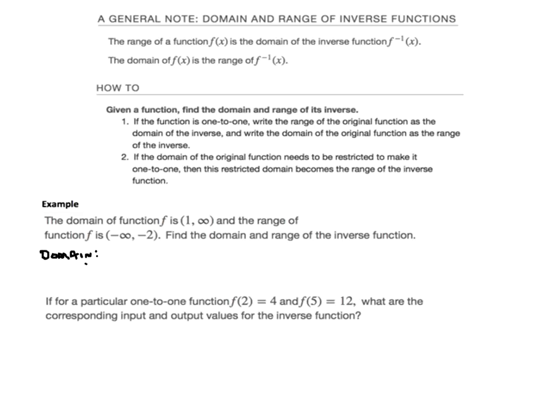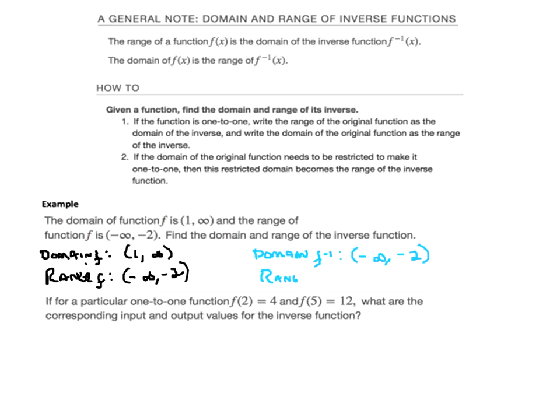So let's say the domain of function f we are given is 1 through positive infinity, and the range of function f is negative infinity to negative 2, which 100% absolutely means that the domain of f inverse has to be the range from f, so negative infinity to negative 2, and the range of f inverse has to be the domain of f, so 1 through positive infinity.